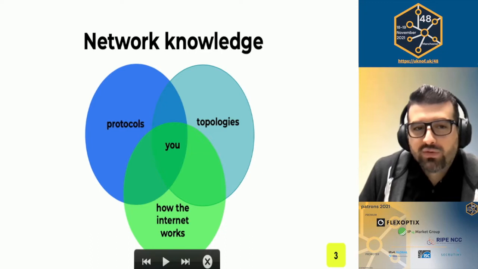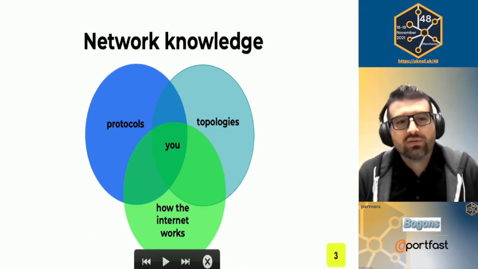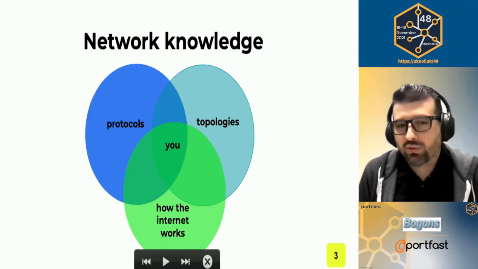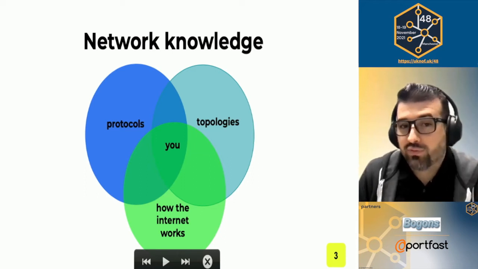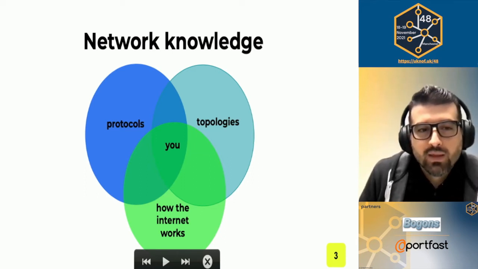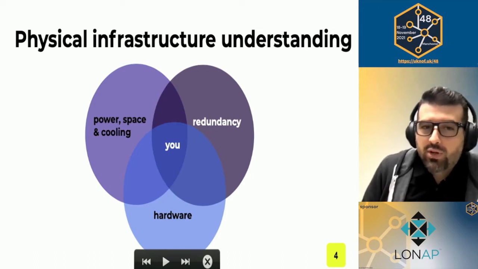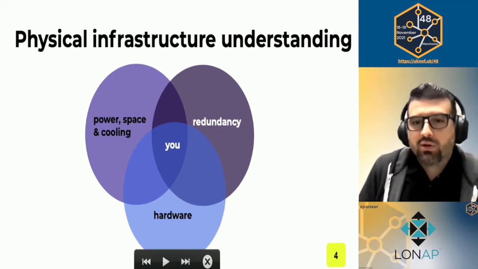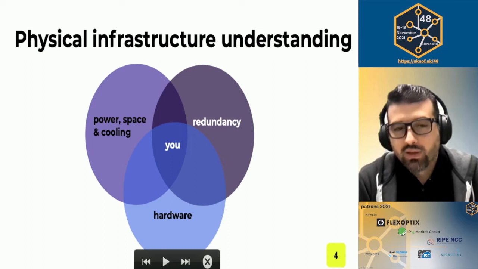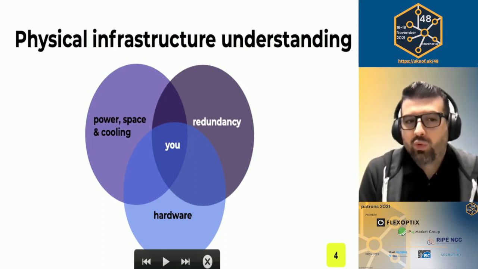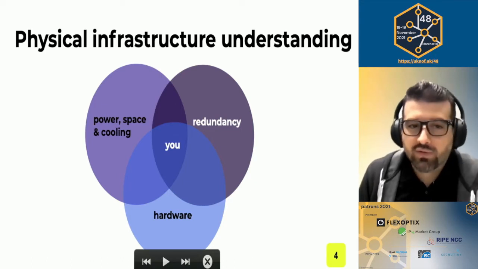And if we oversimplify, it looked a bit like this. There were some critical intersections between these three domains, protocols, topologies, and how they would normally be used on the internet or on the particular use cases I had to use them for. Next slide, please. And depending on the type of role or depending on the type of project, these other three skills were also pretty fundamental. The concepts of power, space, cooling, different redundancy modes at different layers, and what the hardware could and could not do. Next slide, please.